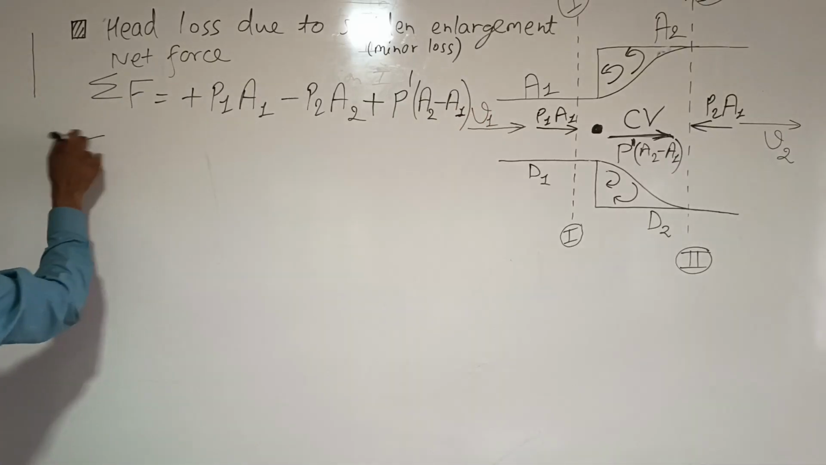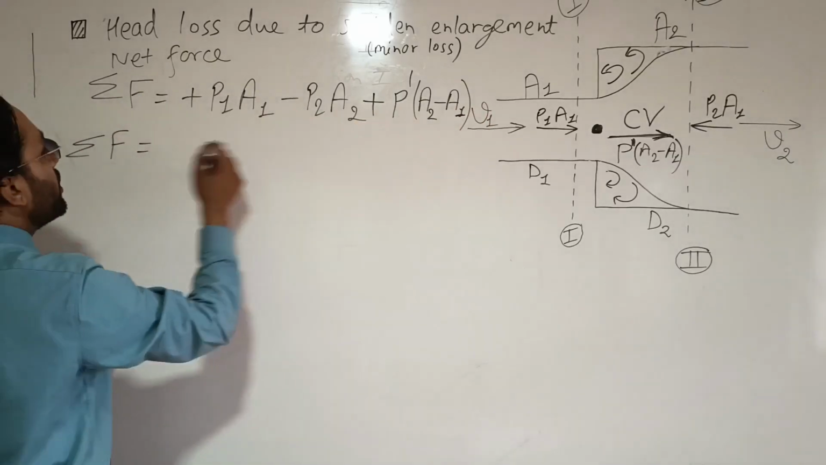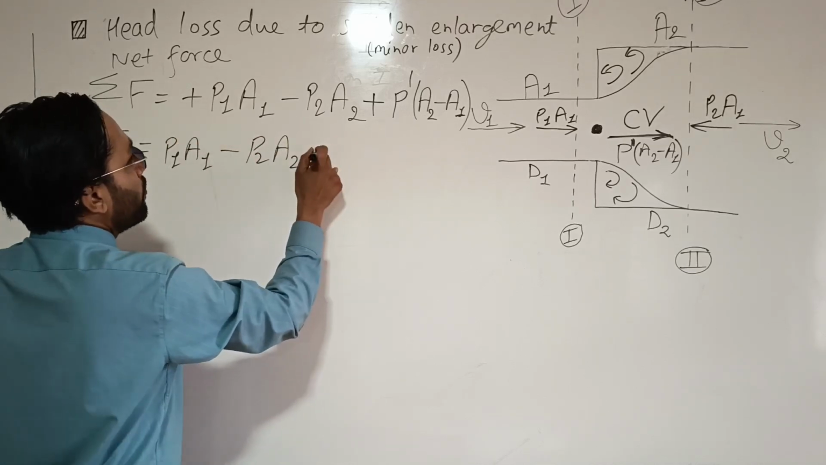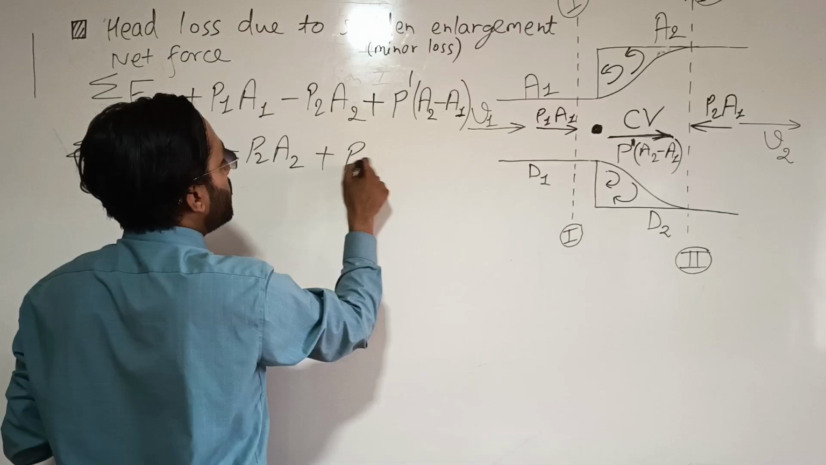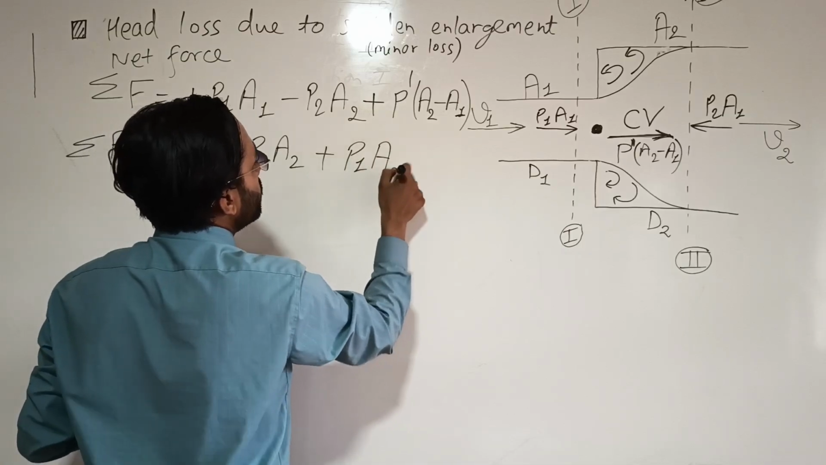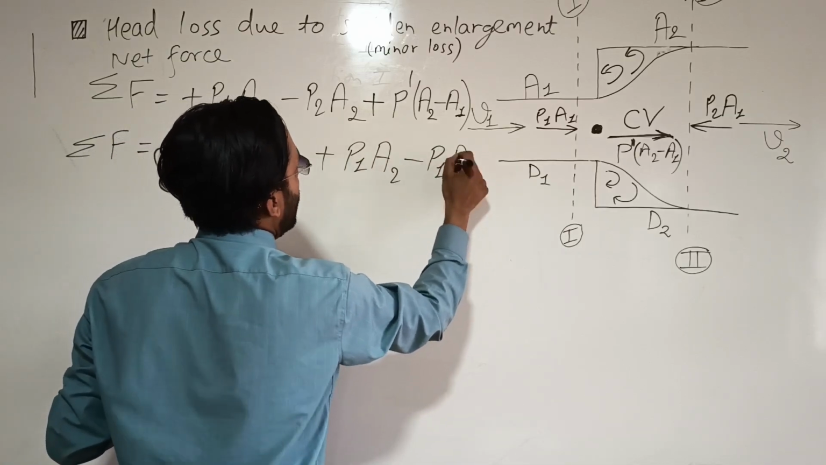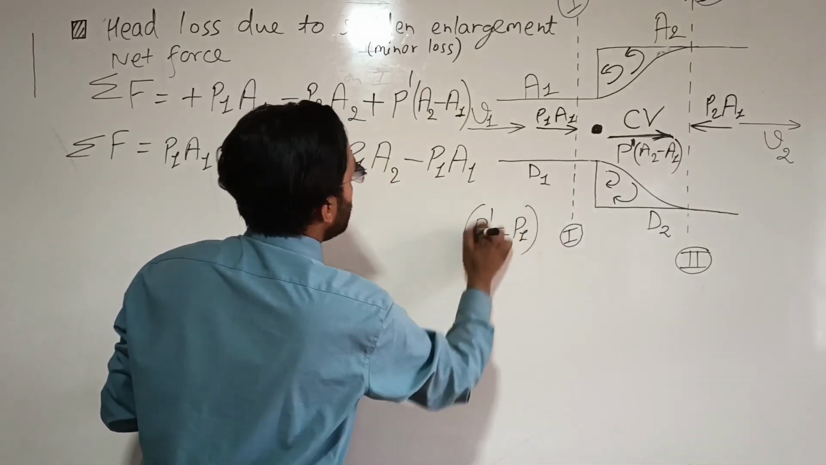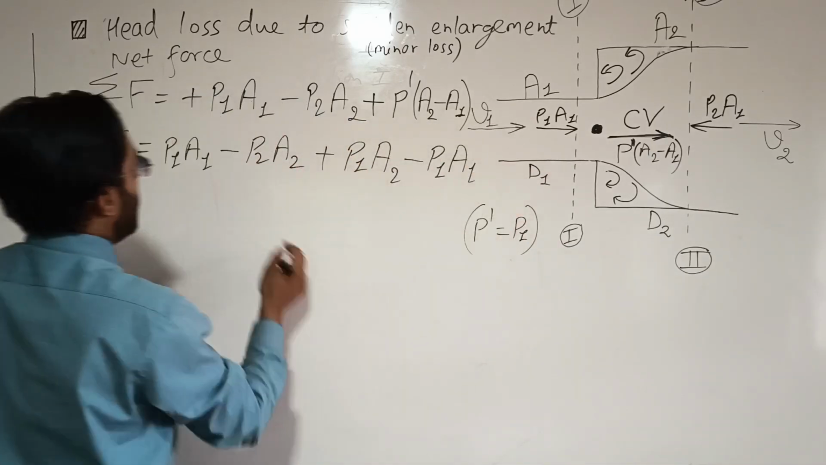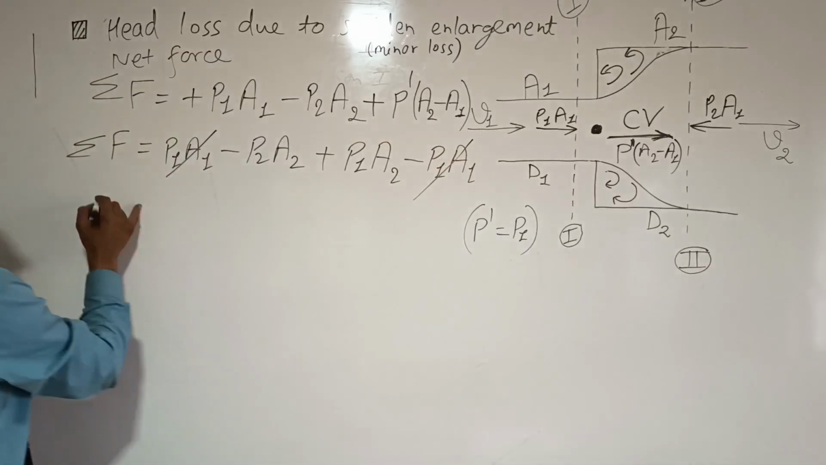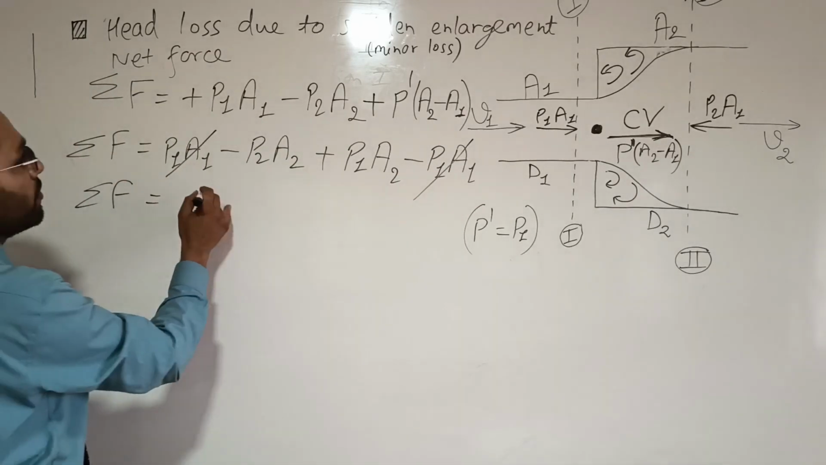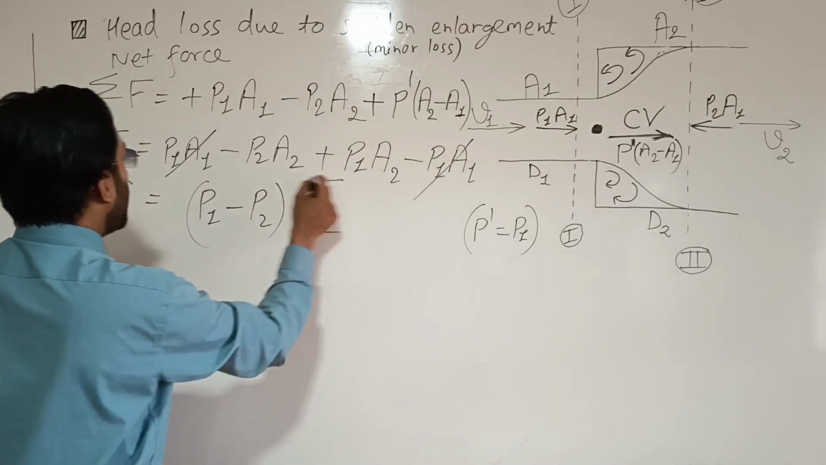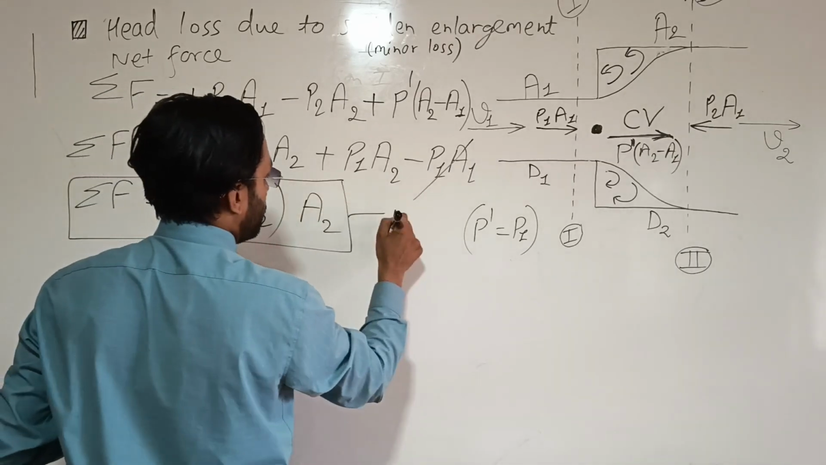Let's find the summation of forces, which is equal to, let's separate this, P1A1 minus P2A2 plus P dash, which is experimental, that is P1A2 minus P1A1. Because P dash is experimentally equal to P1, I am writing P1A2 minus P1A1. The P1A1 is already gone, and the net force you are going to get is P1 minus P2 multiplied by A2. You can say this is our equation number 2.